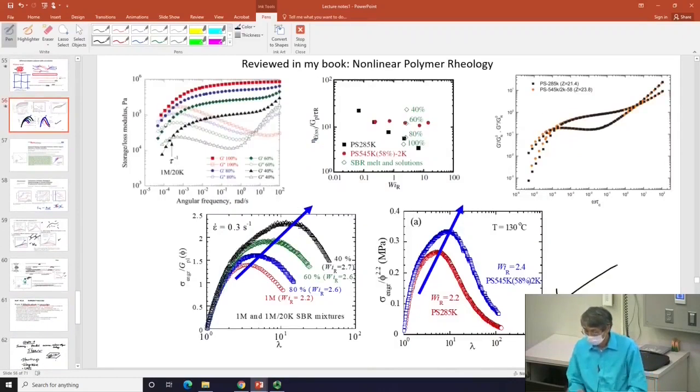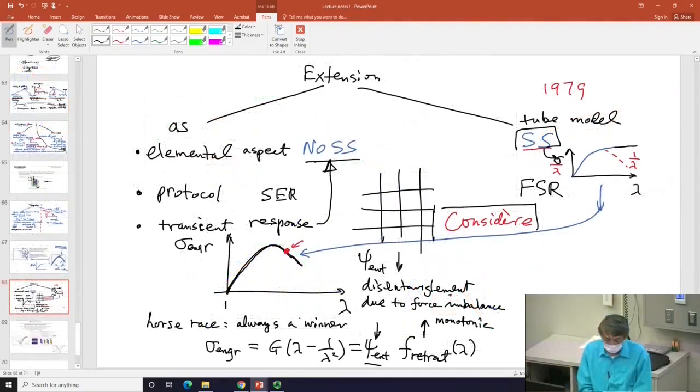And let me just recall for you. This is people's data. I plotted it in the way they don't wish to plot. The engineering stress will necessarily have a maximum, of course. So shouldn't you invoke the Considère criterion and claim that there is necking? So that's what's happening here.